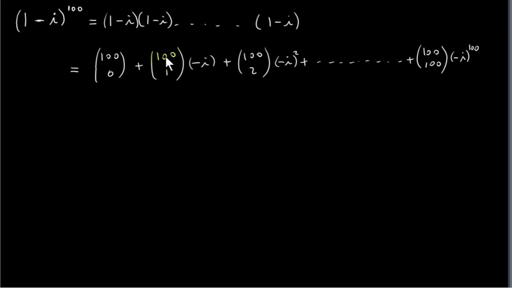The next term would be 100C1 times 1 to the power of 99, which is 1, times minus i to the power of 1. So we can forget about the 1 to the power of 99. 1 to the power of anything is 1. The third term would be 100C2 times minus i squared, and so on. So this is just the binomial theorem where a is 1 and b is minus i.